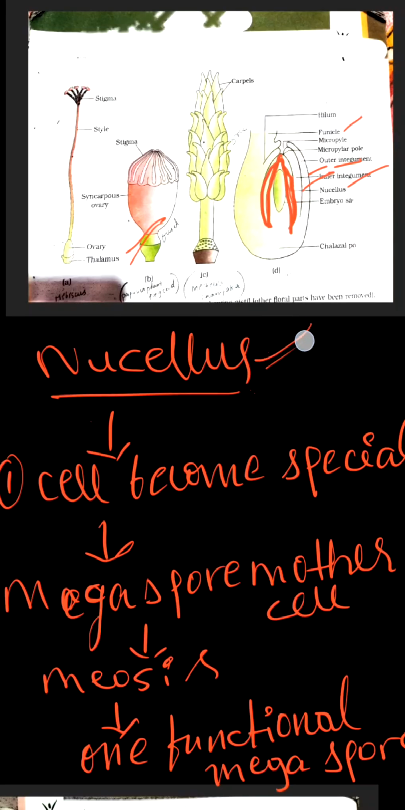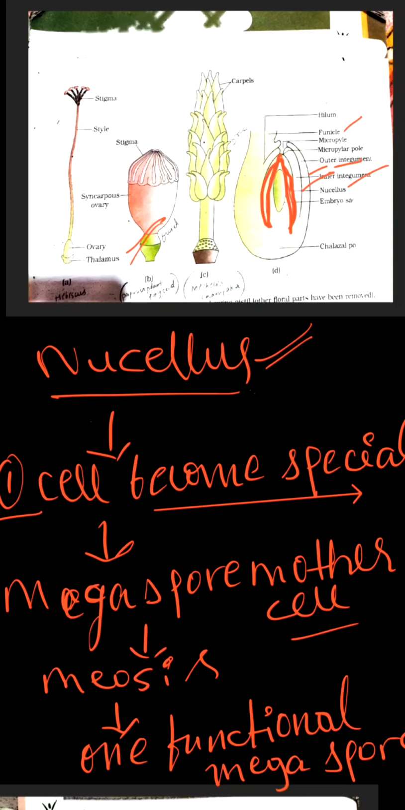This is a nucellus. In that nucellus, many cells will be there. One of the nucellar cells becomes very special, and that becomes the megaspore mother cell. See, you have the nucellus, and in that one cell becomes very special and will be converted into the megaspore mother cell.